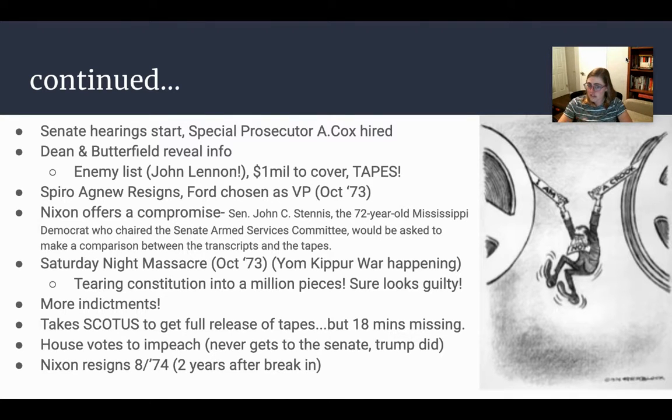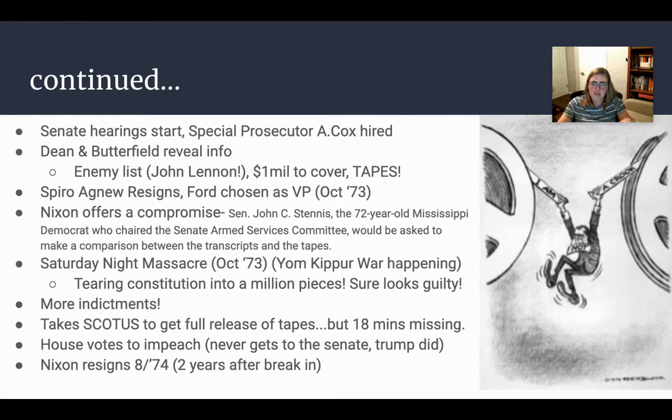Ultimately, the House is going to take this information and they're going to vote to impeach. Okay, but then he's going to resign. Essentially, Nixon knows what's going to happen. He's going to read the writing on the wall. He knows that the Senate will convict him and kick him out of office. So rather than that, he's just going to resign. But it takes 2 years from the moment that break-in happens to him resigning.